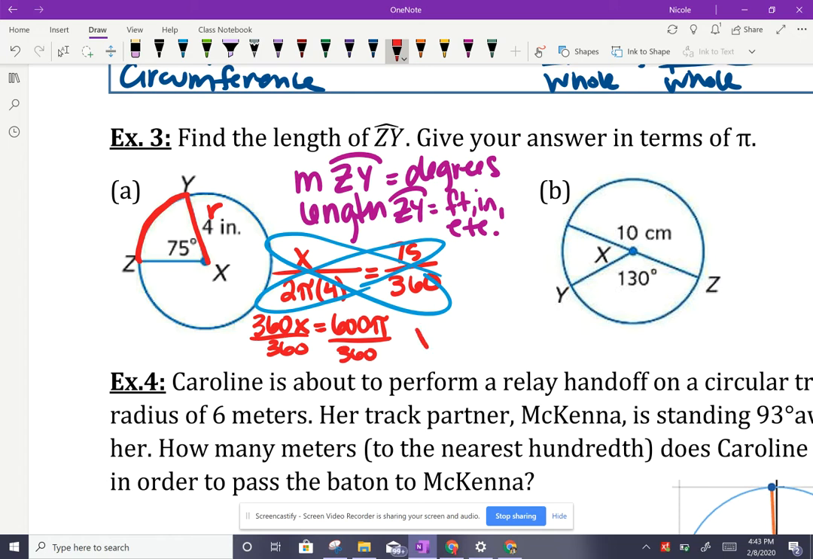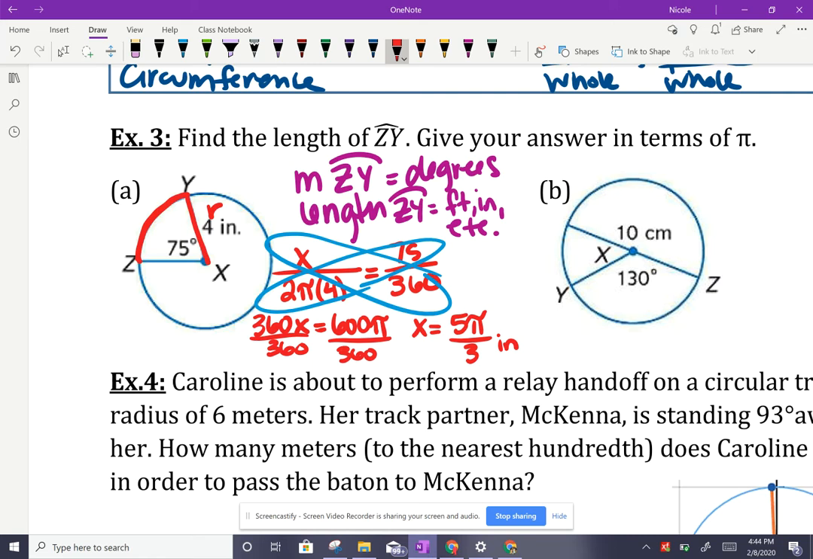Now to get x by itself, I divide by 360. So x equals, and if you do this in the calculator, you're going to get a decimal. I don't want this as a decimal. I want this as a reduced fraction. So be mindful to reduce this. If you're not sure how to do that in the calculator, after you divide 600 by 360, if you hit the button, it's under the alpha button on the top left corner, and then hit enter twice, it will turn it into your reduced fraction for you. So x is 5 pi over 3 inches. So the length of ZY is 5 pi over 3 inches.